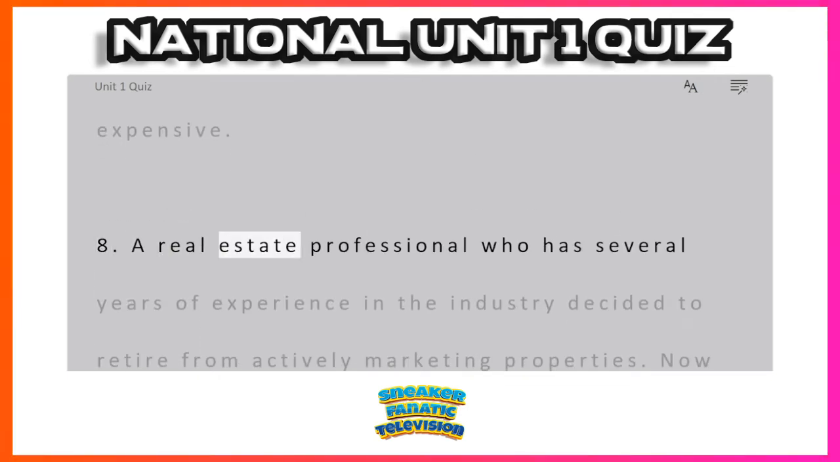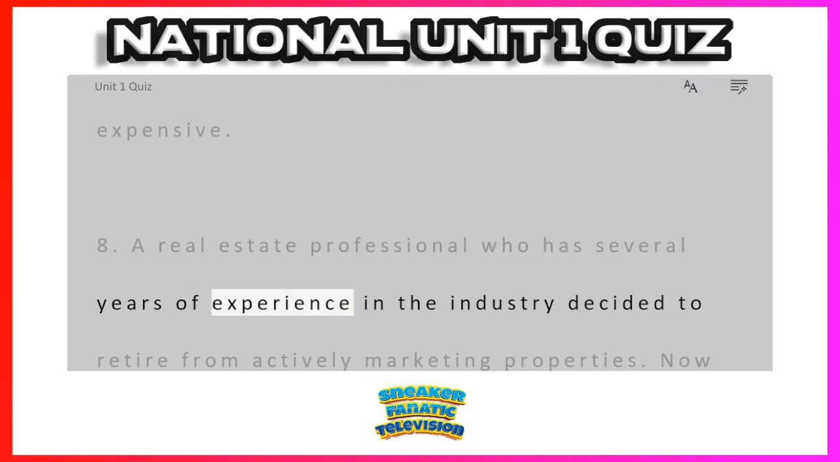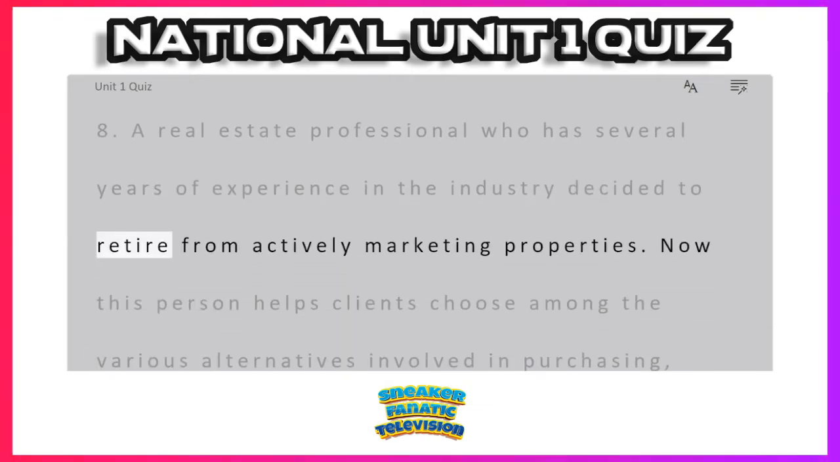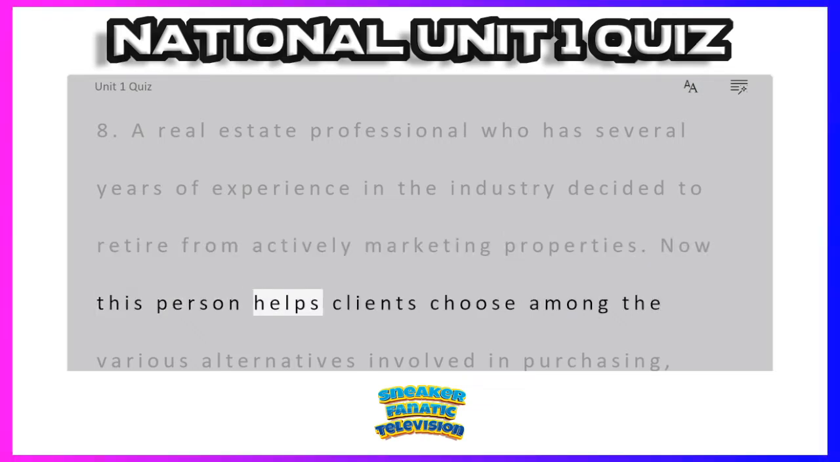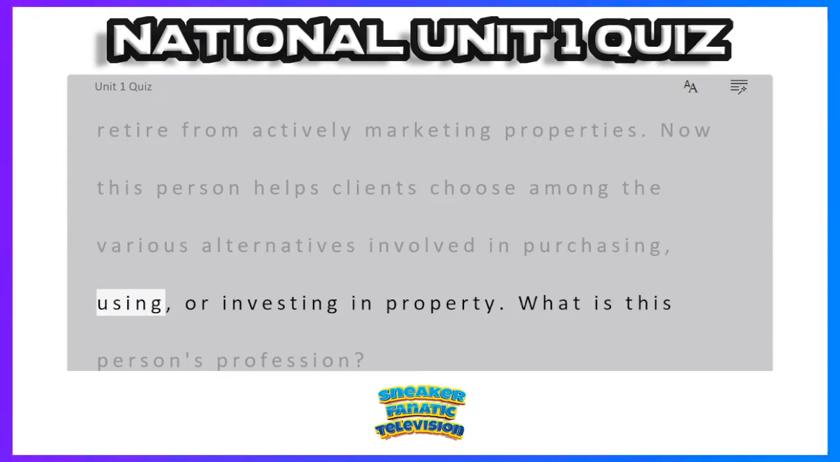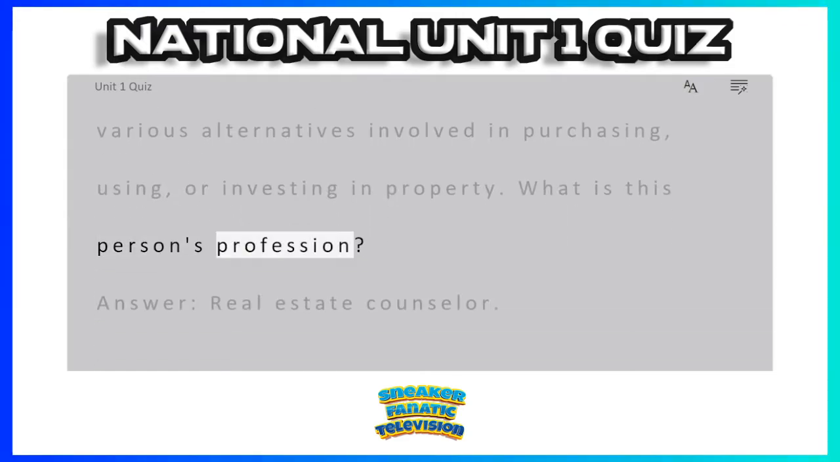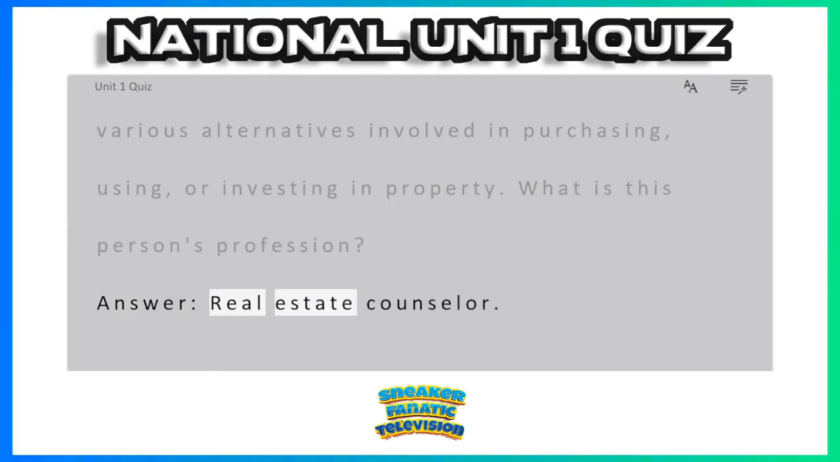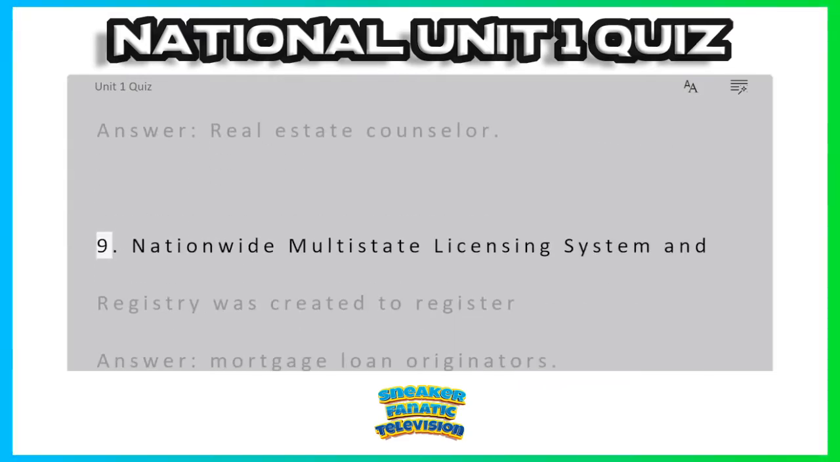8. A real estate professional who has several years of experience in the industry decided to retire from actively marketing properties. Now this person helps clients choose among the various alternatives involved in purchasing, using, or investing in property. What is this person's profession? Answer. Real estate counselor.